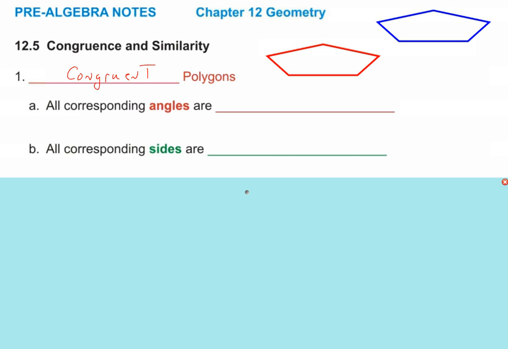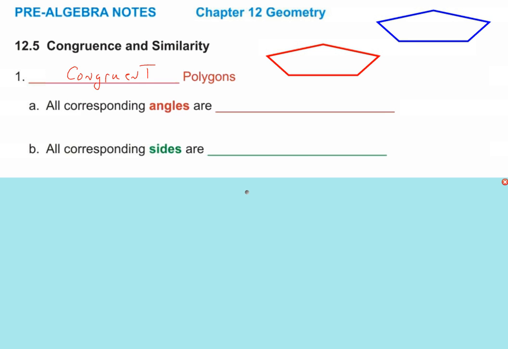Now you guys don't have the picture of the blue polygon and the red polygon. That's fine because I want you to just look and watch. Now first off, what kind of polygons are these? Pentagons. They're five-sided. Are they regular pentagons? No, they are not. Regular means all angles are congruent, all sides are congruent. They are not regular pentagons. All right, well here's the relationship for congruent polygons. Again, don't write, just watch.